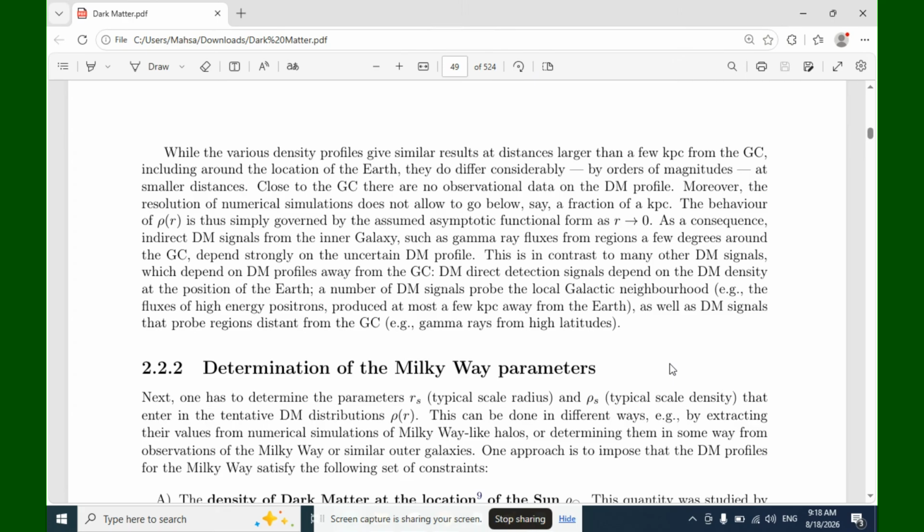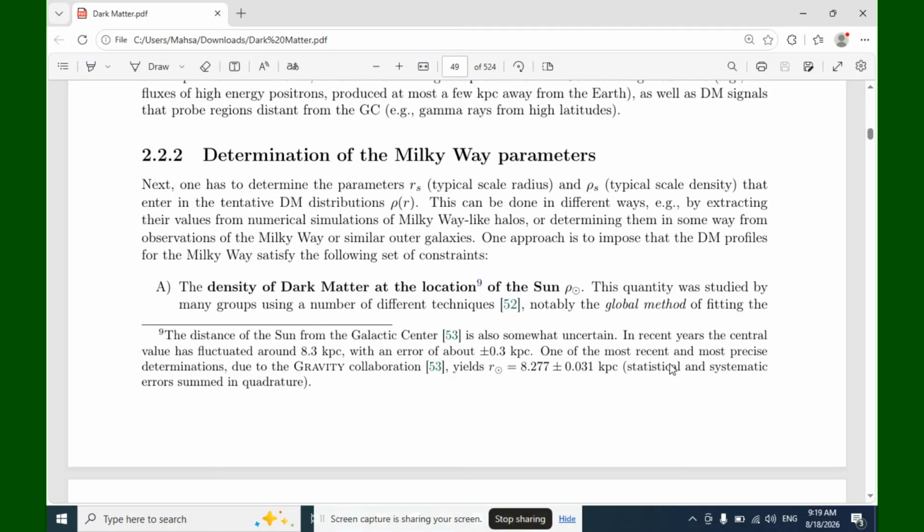This is in contrast to many other dark matter signals, which depend on the dark matter profile away from the GC. Dark matter direct detection signals depend on the dark matter density at the position of the Earth. A number of dark matter signals probe the local galactic neighborhood, for example, the fluxes of high energy positrons produced at most a few kpc away from the Earth, as well as dark matter signals that probe regions distant from the GC, for example, gamma rays from high latitudes.